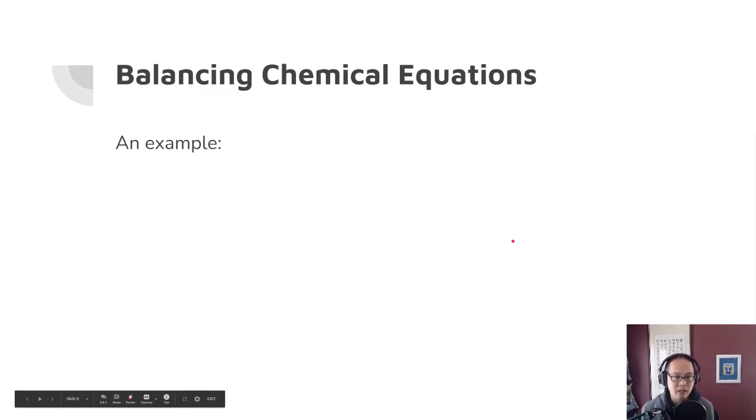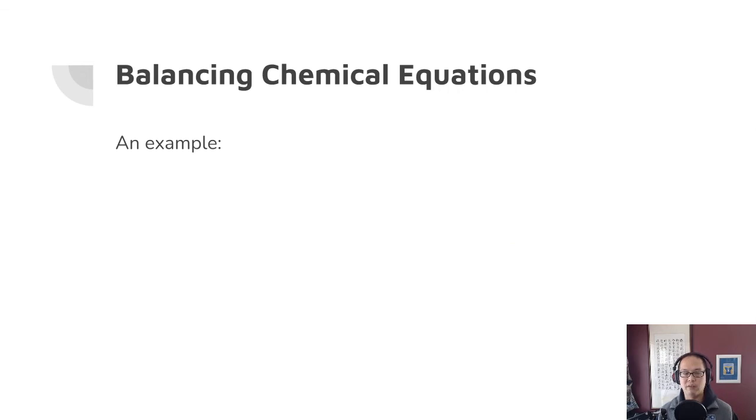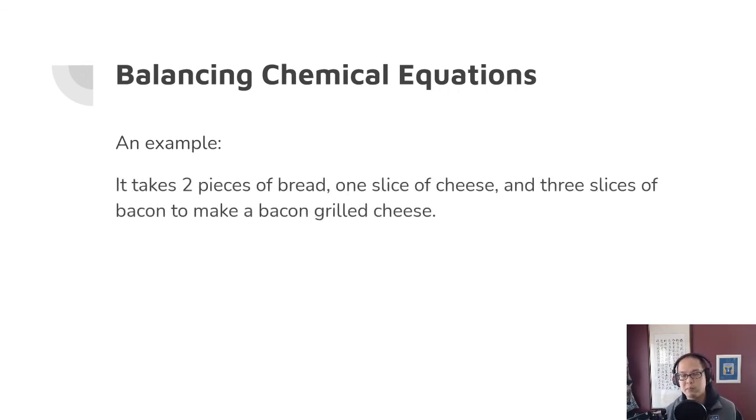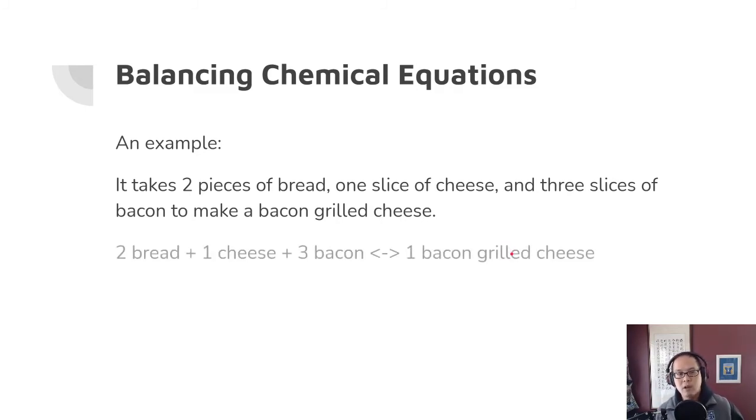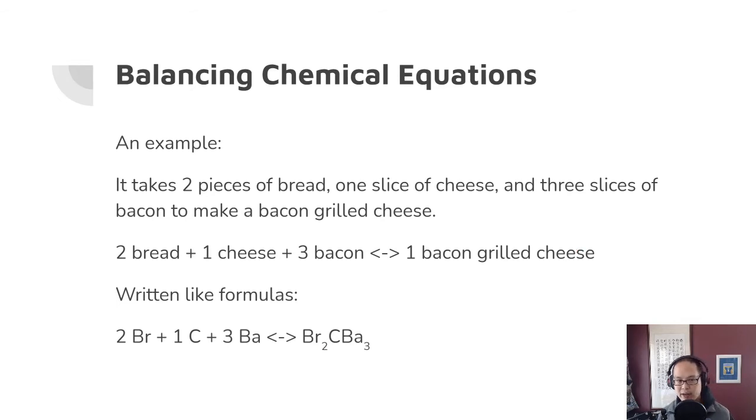All right, so I gave you the unbalanced chemical equations, but all the fun is in the actual balancing of chemical equations. So let's take a simple example first. It takes 2 pieces of bread, 1 slice of cheese, and 3 slices of bacon to make a bacon grilled cheese. We can write that out in words: 2 bread plus 1 cheese plus 3 bacon yields 1 bacon grilled cheese. Or we can write that out as a formula: 2 Br for bread plus 1 C for cheese plus 3 Ba, not barium, for bacon yields Br2CBa3.